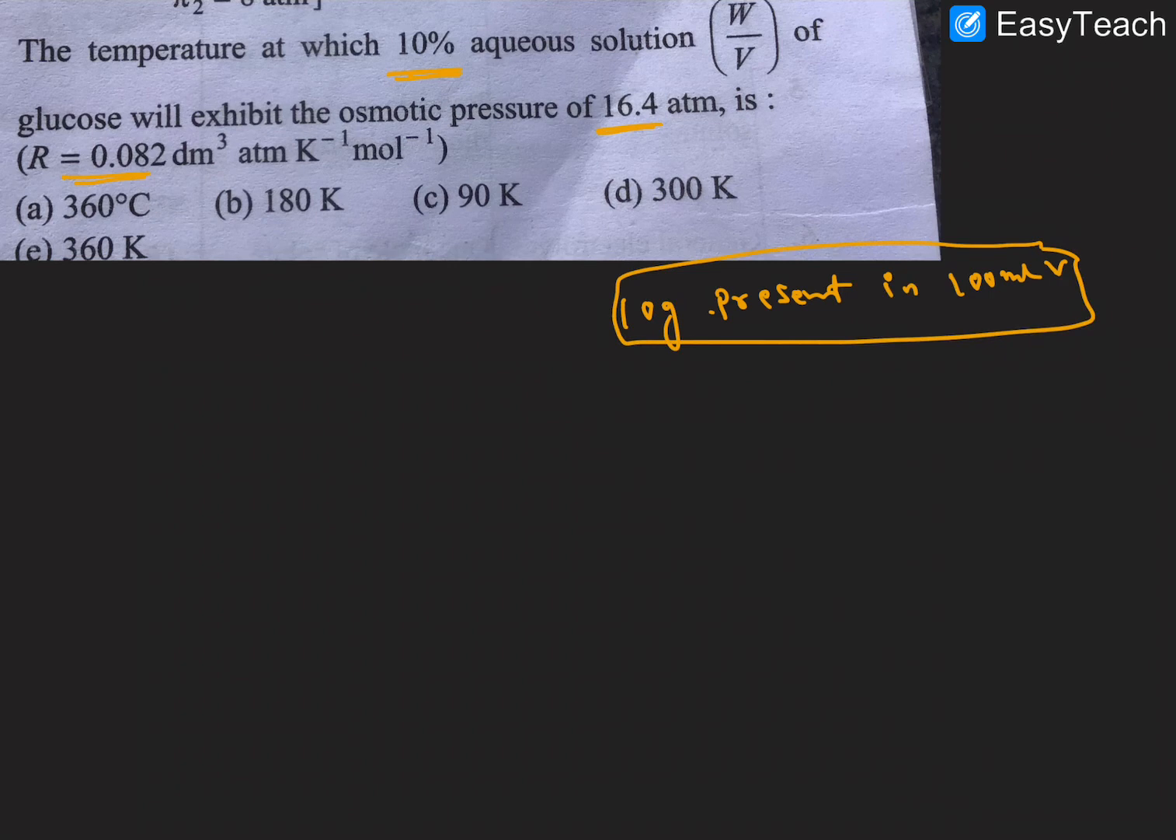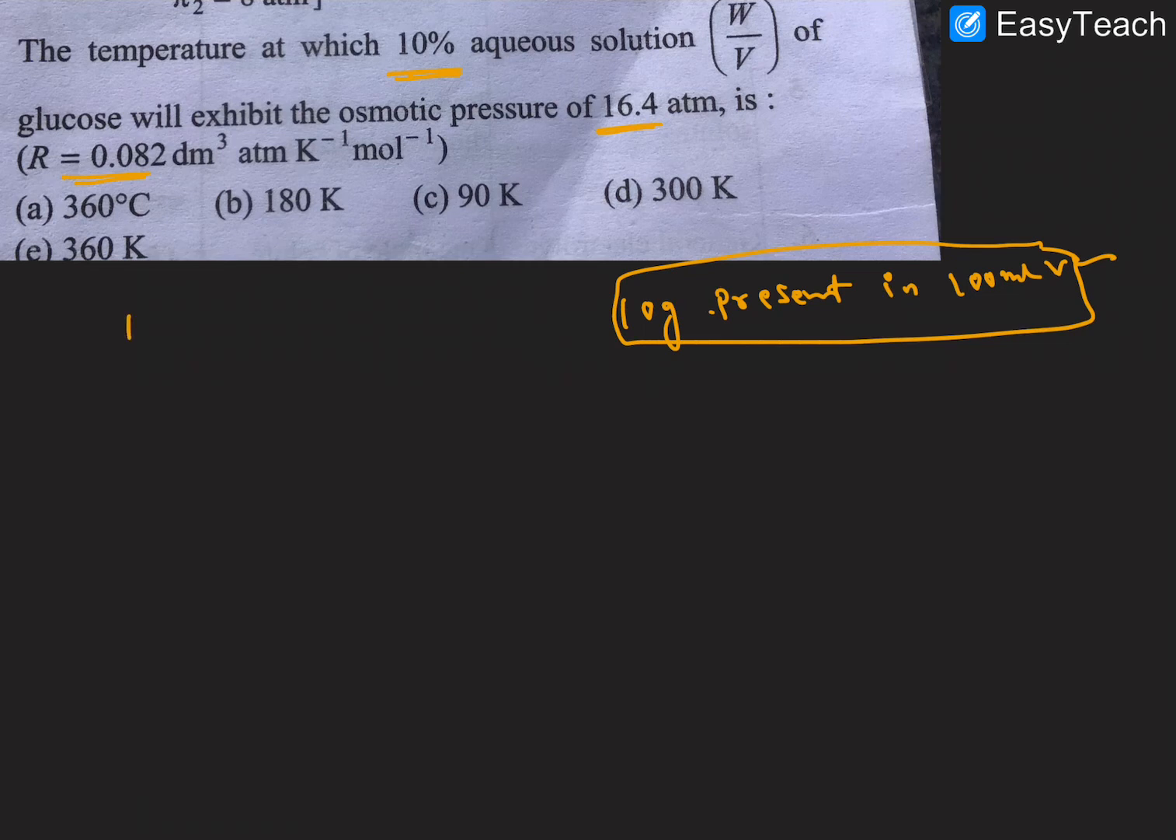The question gives a 10 percent weight by volume aqueous solution of glucose, which exhibits a given osmotic pressure, and the gas constant is also mentioned. What is the temperature? That is what they are asking. What is the meaning of a 10 percent aqueous solution weight by volume? 10 grams of solid is present in 100 ml of solution. This is the exact meaning of 10 percent weight by volume.